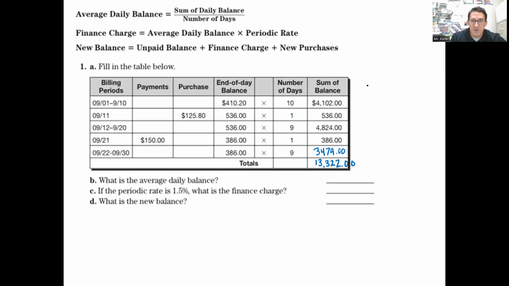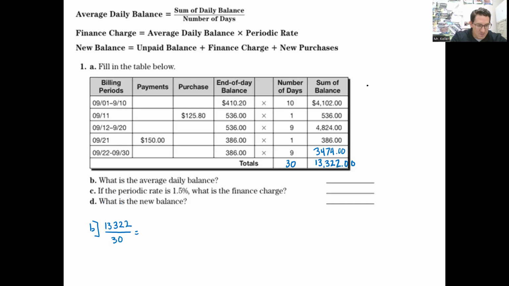These totals, 10 plus 1 plus 9 plus 1 plus 9, total out to 30. That should make sense if you're paying attention. This is in September, so 30 days in September. So for part B, what is the average daily balance? We are going to take that 13,322 and divide it by 30. So the sum of the balances divided by the total of days.